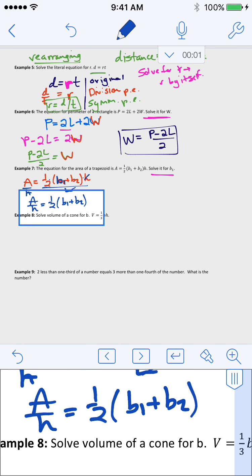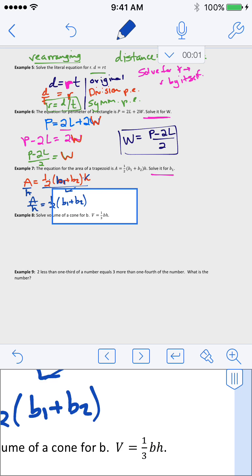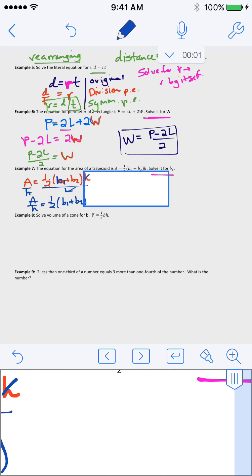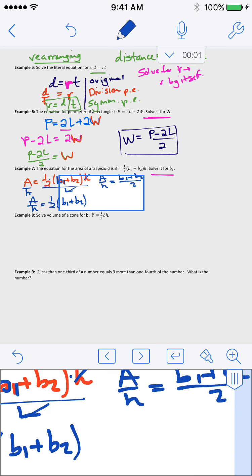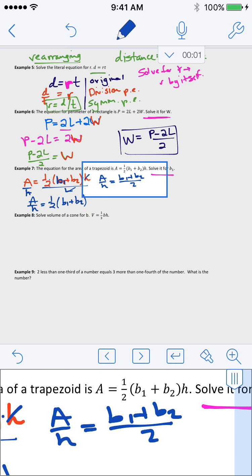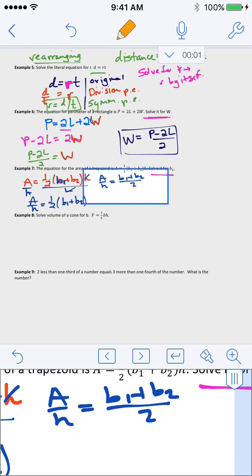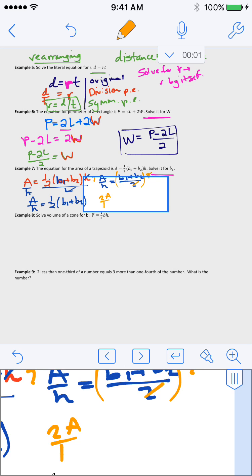Next, I think I'm actually going to deal with the 1/2. Remember, 1/2 is the same thing, so I can look at this also as B1 plus B2 over 2. Those two are actually the same thing. That's why I've written them in the same color. When I see it that way, that kind of sparks into my mind that if I'm dividing by 2, I should multiply by 2 and get rid of that. So I end up with 2A over H is equal to B1 plus B2.